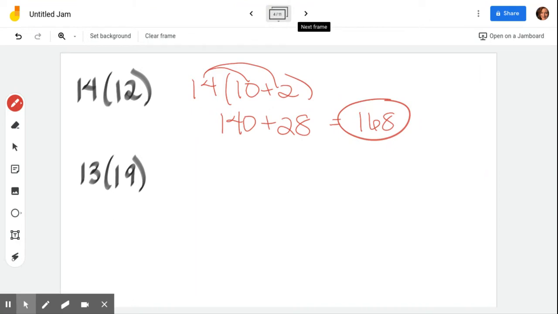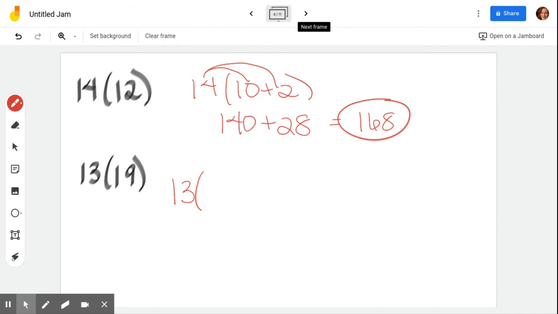Let's do one more. 13. Now, if you want to do 10 plus 9, you can. I know, kind of thinking ahead, that 13 times 9 is not one that I know off the top of my head. Yeah, I could think through it. But mental math, the goal is to do it as fast and easy as possible.